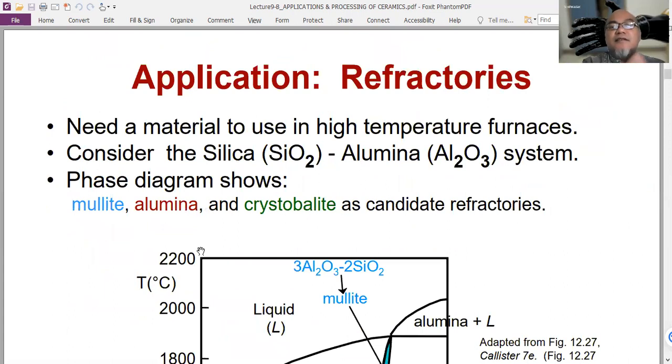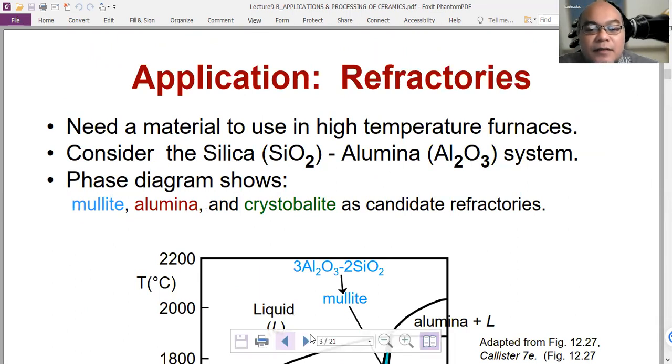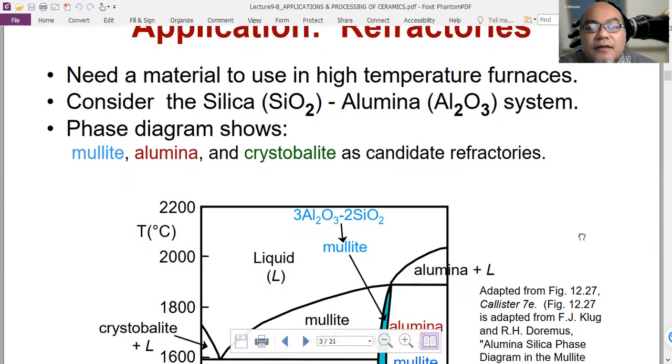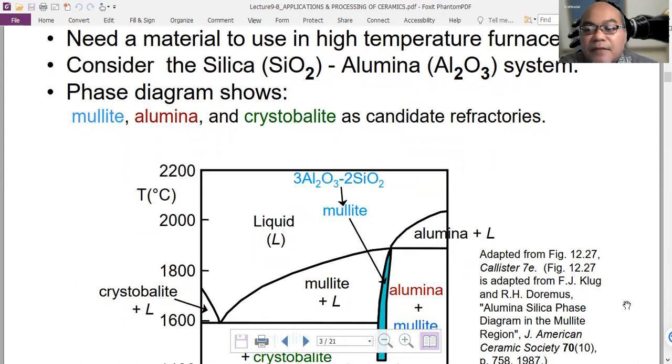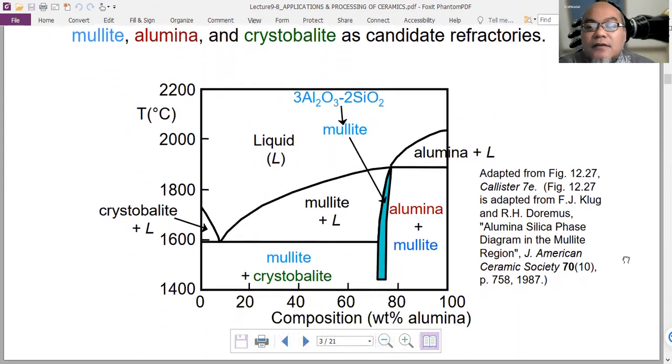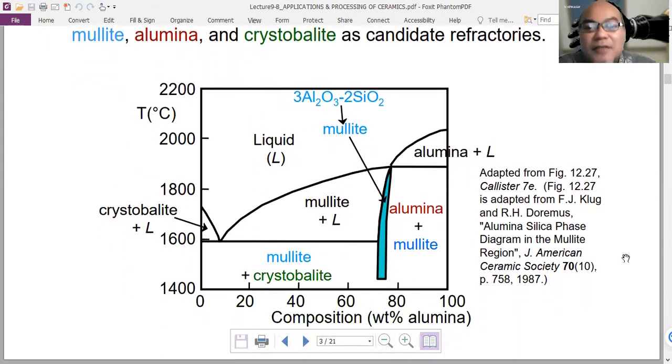For example, let's see the application of refractories for furnaces. This will need a material to use in high temperature furnaces. For example, we can consider the silica or alumina system. This is a phase diagram. Unfortunately, due to time, we cannot cover it. There is actually supposed to be a specific chapter on phase diagrams if you look in the textbook, but we cannot cover it because of the time limitation.